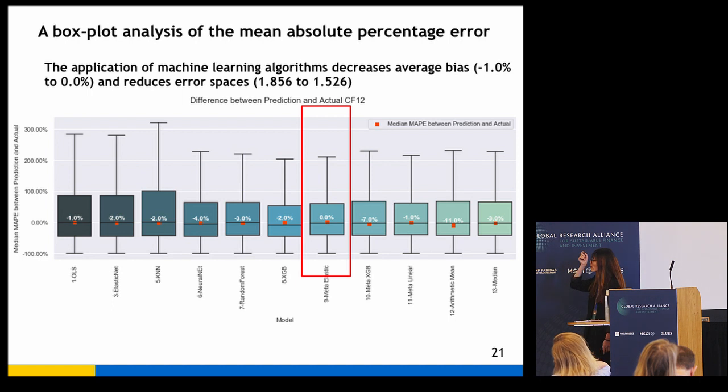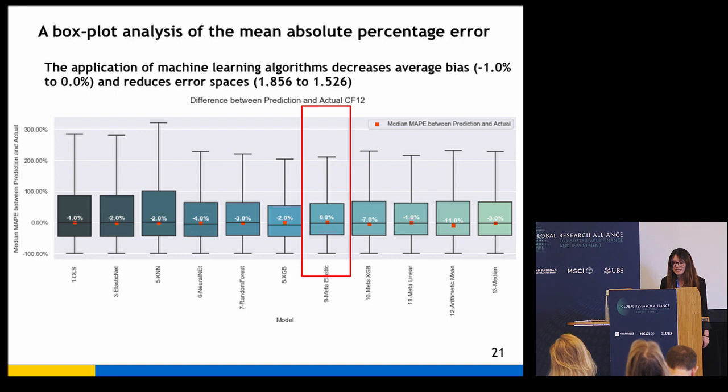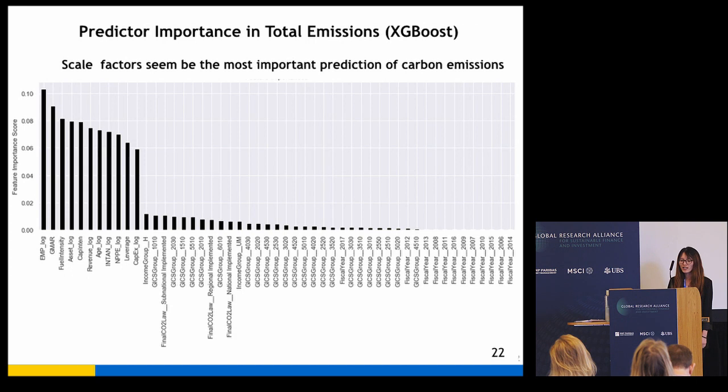And here is the box plot of the mean percentage absolute error. That one is OLS, and we see that applying the base learners and meta learner reduces the size of the box, but at the same time it also reduces the bias in the model. In the OLS regression, the average MAPE is around -1%, but using the meta elastic net, it can reduce it to about 0%. So that is one thing that shows our machine learning framework works.